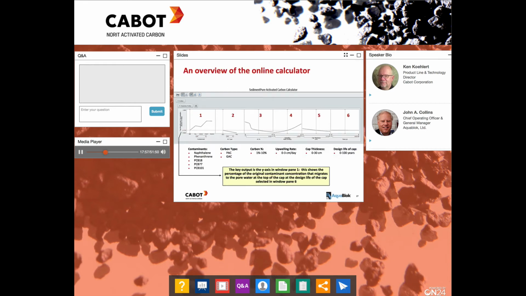Here's the user interface for the calculator. The key output is the y-axis on the leftmost plot, which shows the percentage of the original contaminant concentration at the top of the cap at the selected design life. The inputs are shown across the other plots and can be varied either by dragging the vertical pointers or by clicking on the value and typing it in. The 6 variables covered include contaminant type, form of carbon, PAH or GAC, percent carbon in the cap, the upwelling rate, the cap thickness, and the cap design life.